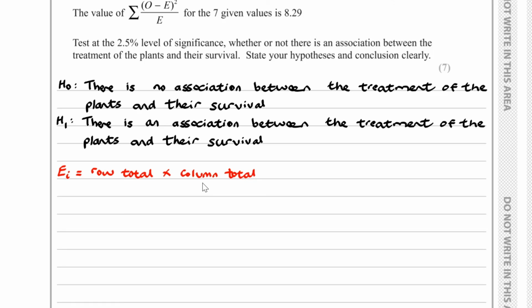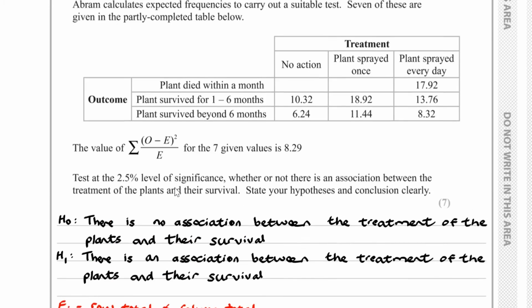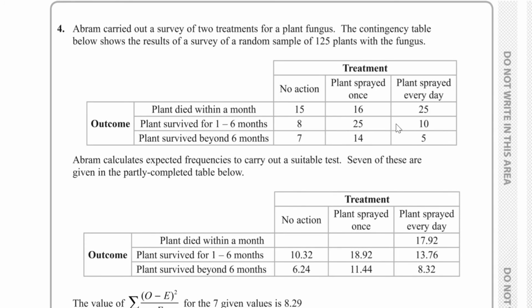So we divide this by the grand total. Okay, so first of all, finding out our row and column totals. Well, 15 plus 8 plus 7, that would be 30. 16 plus 25 plus 14, that would be 55. 25 plus 10 plus 5, that's 40. 15 plus 16 plus 25, that's 56. 8 plus 25 plus 10, that would be 43. 7 plus 14 plus 5, that would be 26.